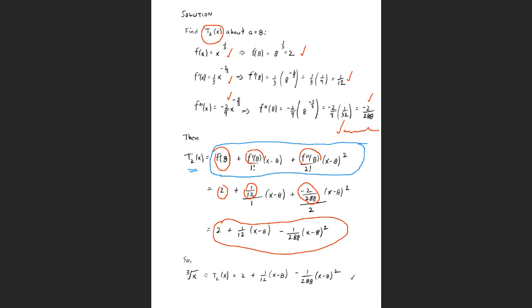And so the cube root of x will approximately equal the second degree Taylor polynomial. But this approximation is good for values of x close to a equals 8. Remember that. All right, let me give you a moment to copy that.